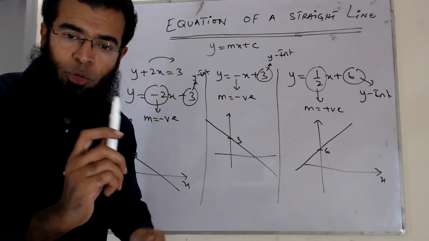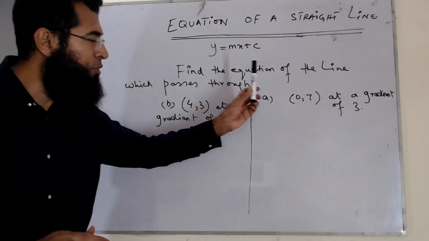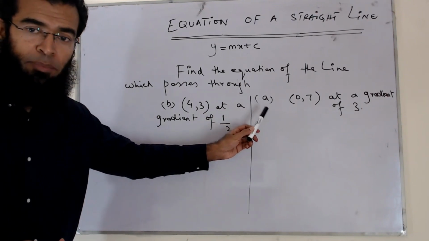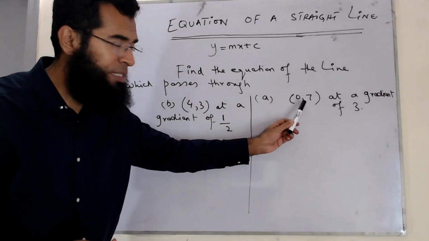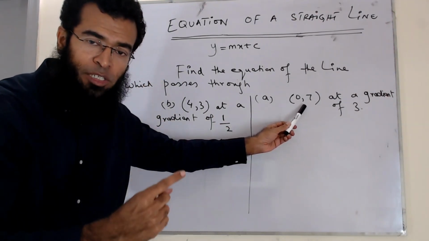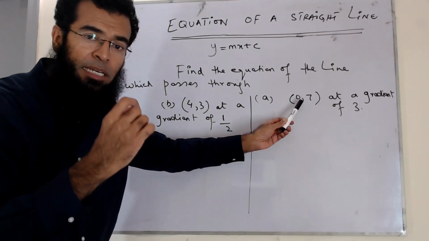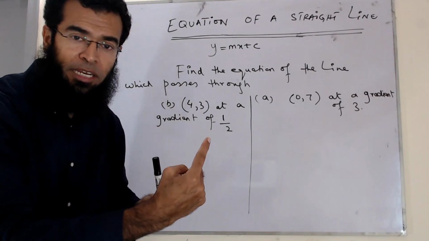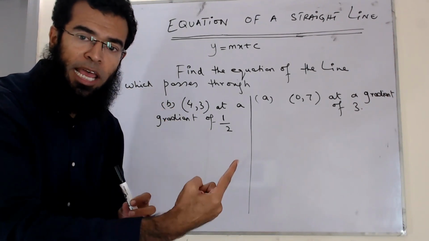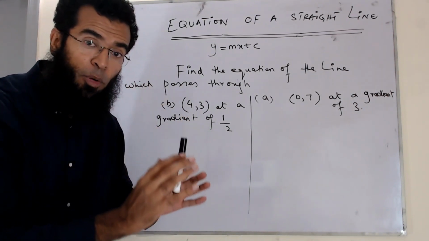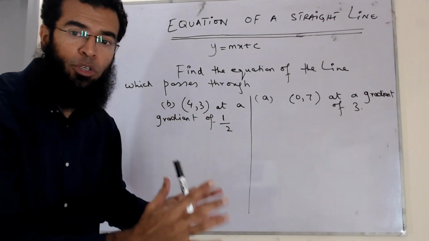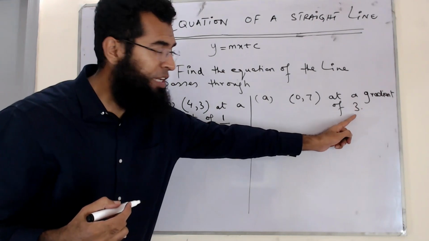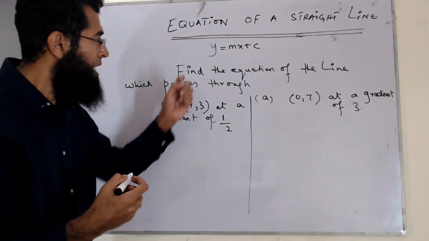Let's look into another question. Find the equation of the line which passes through the point 0,7. If a line passes through a point, that means the coordinates of that point would fulfill the equation of the line. Because the point lies on the line, that point would fulfill the equation of the line, right? And it has a gradient of 3. So, let's apply the formula.